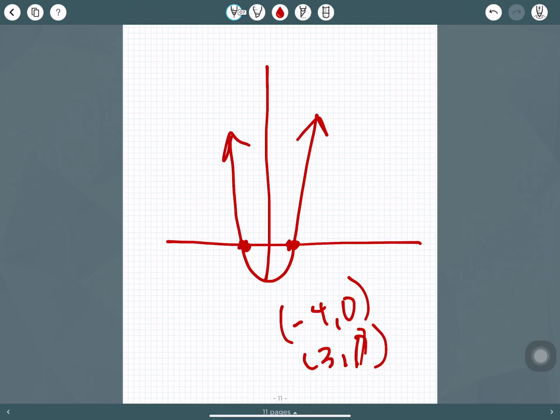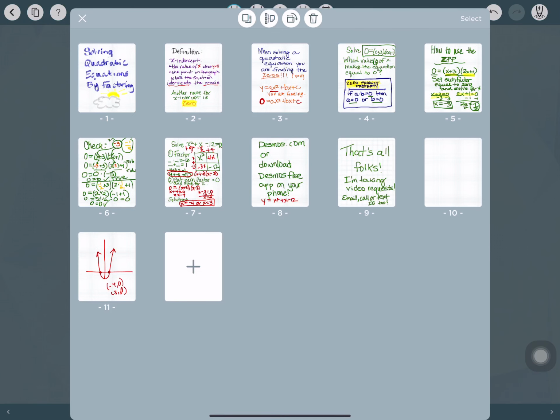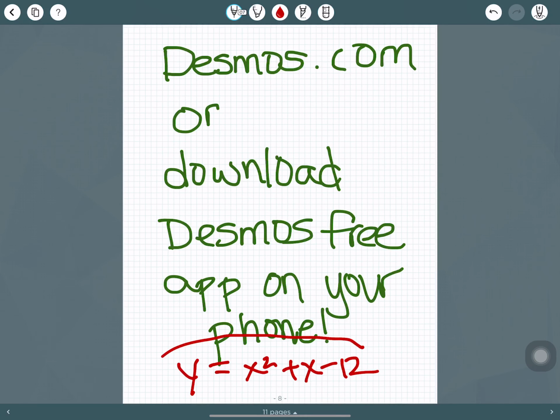So you could go to desmos.com and put in this equation. You can even download Desmos as a free app on your phone. That's pretty handy. And you can graph it, and you'll notice that where it hits the x-axis is negative 4 and 3, and that is the solution to our equation.